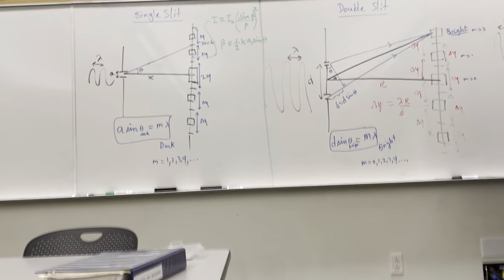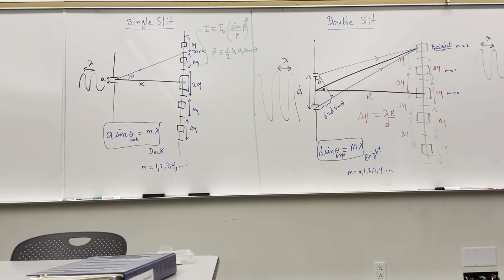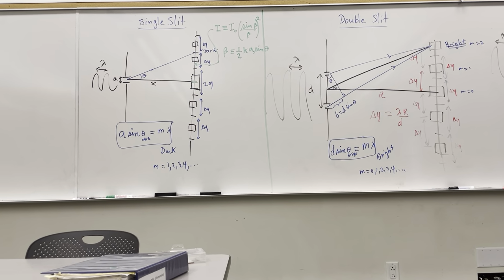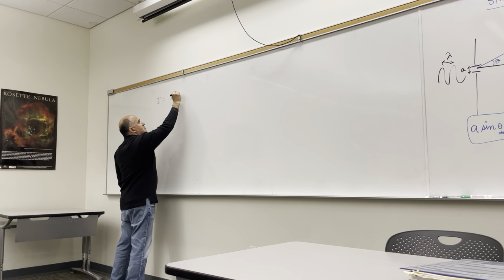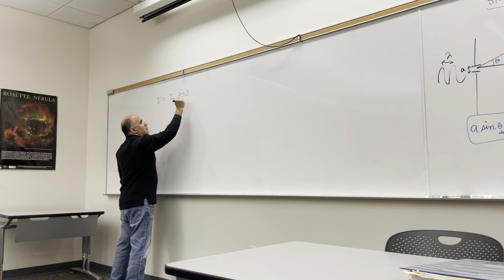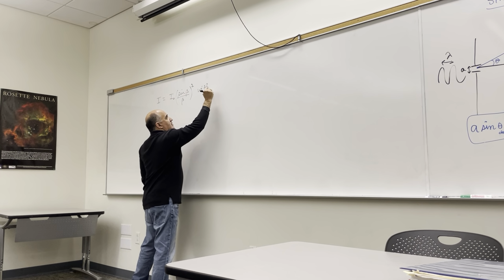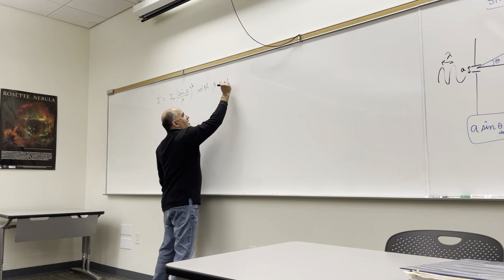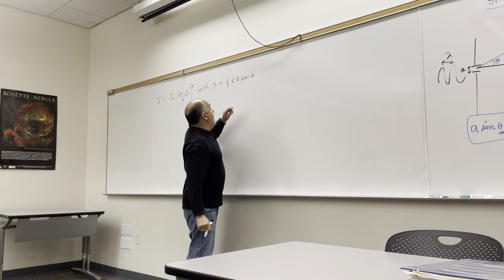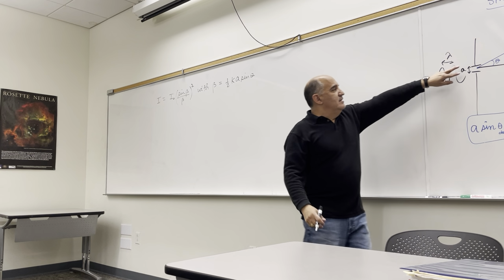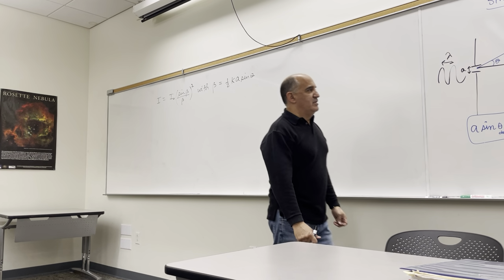So, if I start with those equations, the intensity of the light at some point on the screen is the intensity in the forward direction times the sine of beta over beta, all of this squared, with that beta being 1/2 k a sine of theta. The a is the width of the slit. Sine of theta is just that angle, from the middle to the point on the screen.